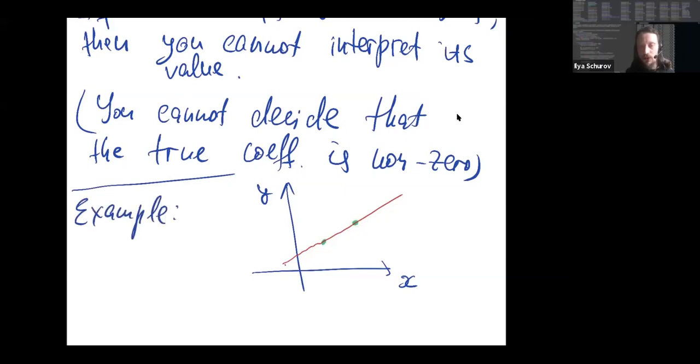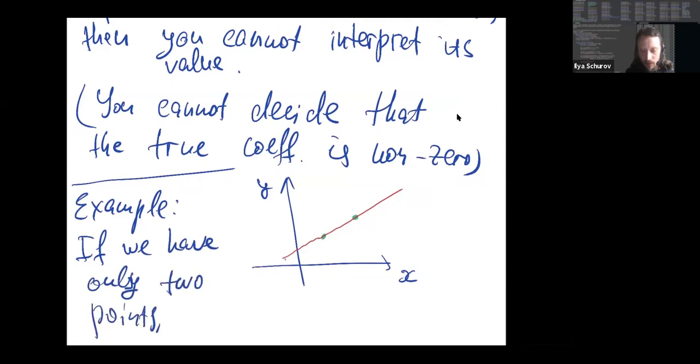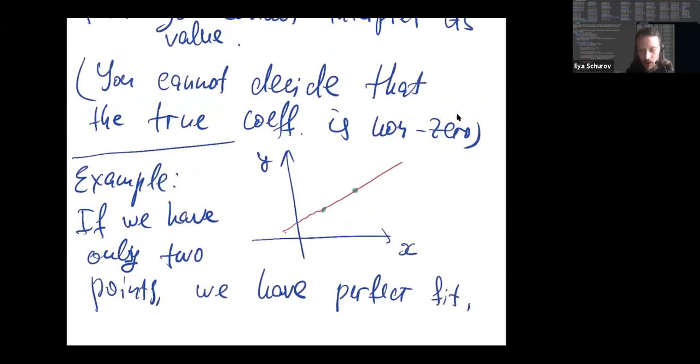Because it is a perfect fit. It is a perfect fit in our data. If you have only 2 points, we have perfect fit, and correlation coefficient is 1. But what if we make this experiment again? What can we expect?